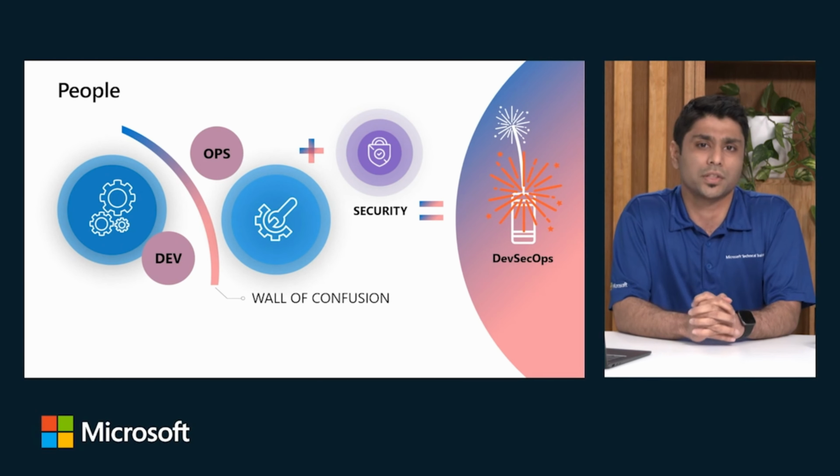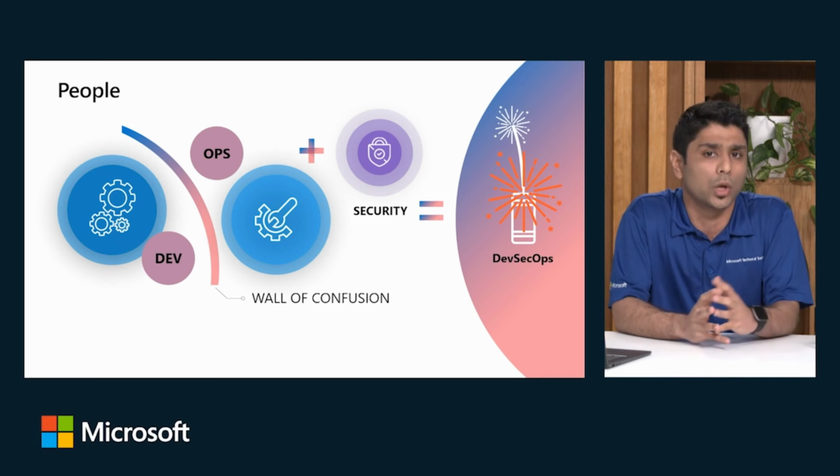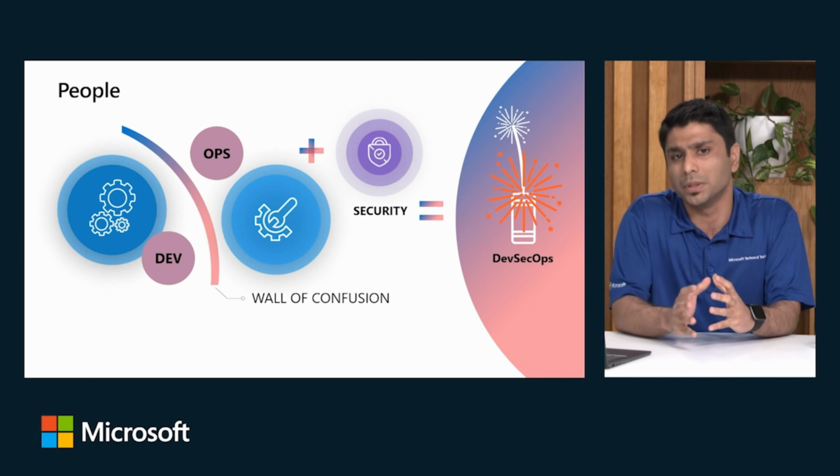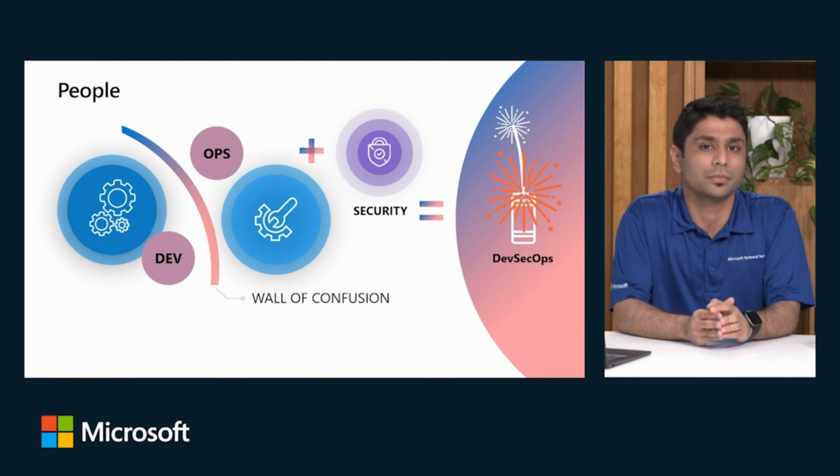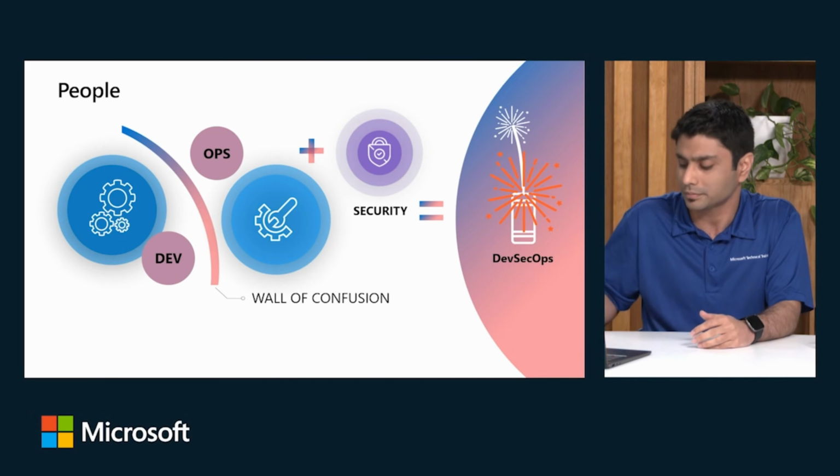You can change the process from top down. You can change the technology relatively easy, but people are the hardest to change. In order to shift to DevOps culture, we need a cultural shift.